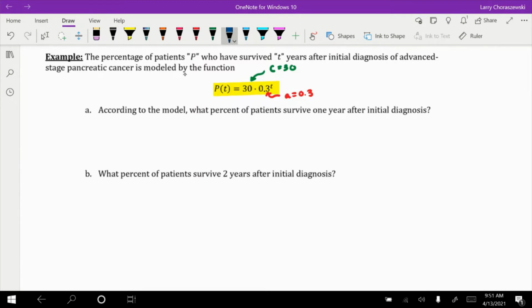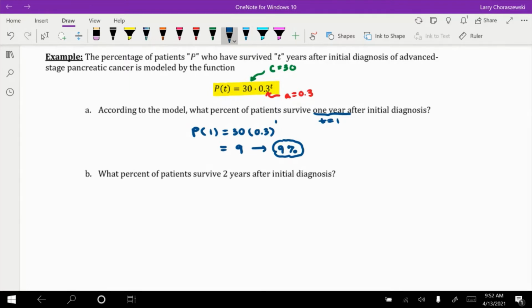Lickety split, there we go. So for part A, you'll do P of 1. It says here 1 year. Okay, so that's T equals 1. You'll do 30, and then I'm going to write parentheses, 0.3 to the power of 1. Yep, you get 9. So in this context, the 9 represents a percent. So after 1 year, so 1 year after initial diagnosis, 9% of patients survive.